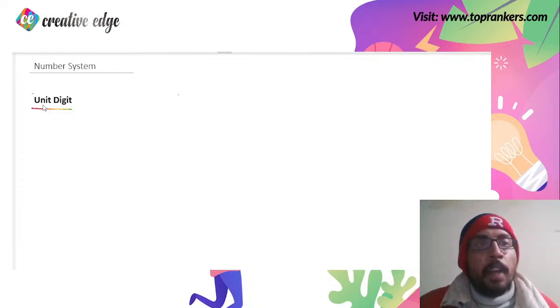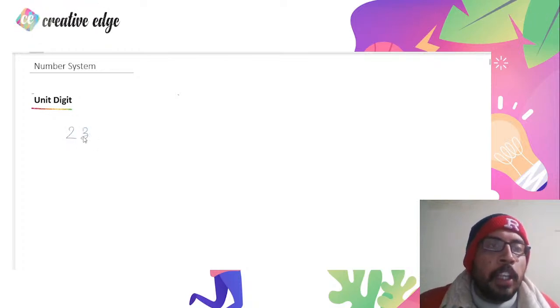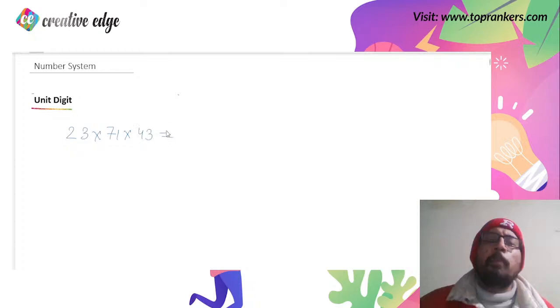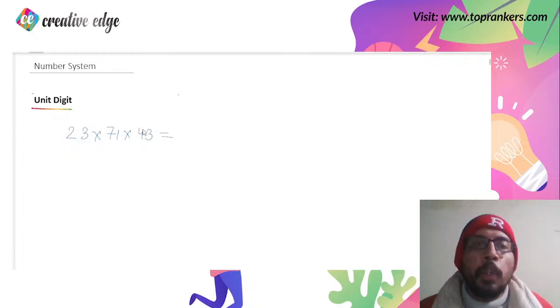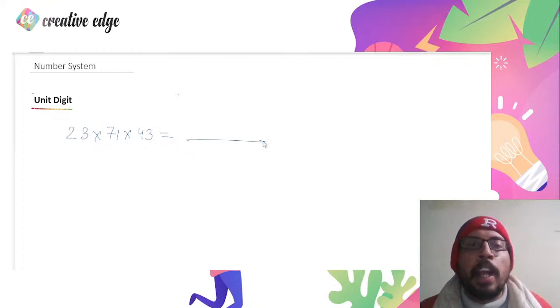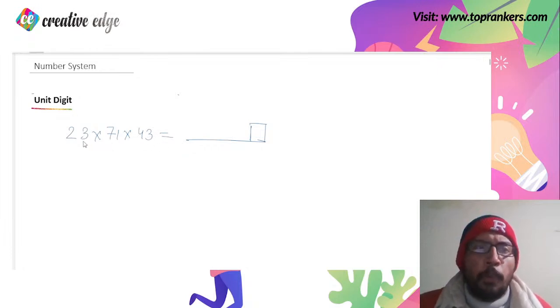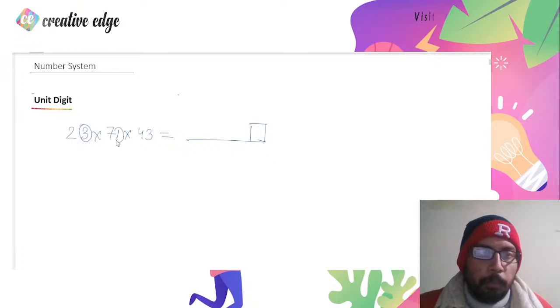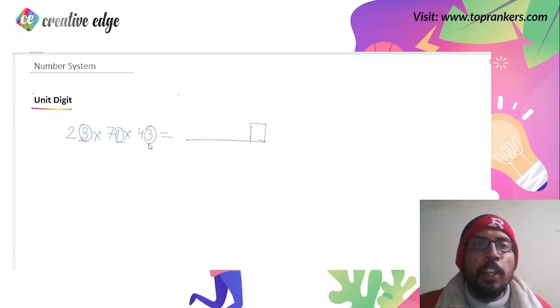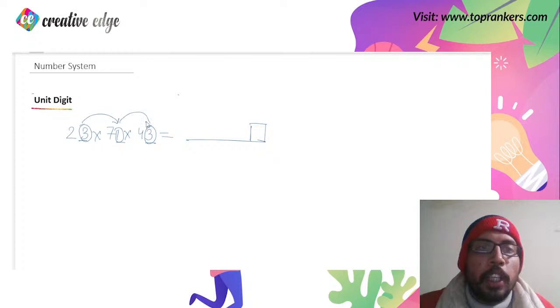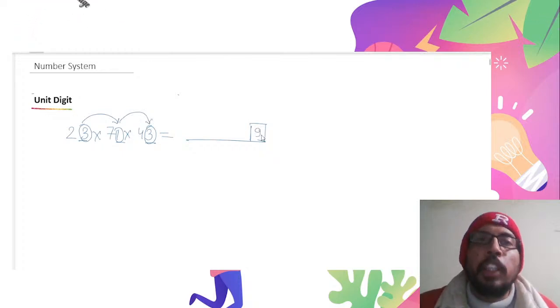Now suppose I am given a number, let us say 23 into 71 into 43. If someone tells me that I have to find the unit place of this entire multiplication, one procedure is that I multiply the entire number and report the unit digit. But there is one more way: I only focus on the unit digits, that is 3, 1 and 1. If I multiply 3 into 1, that is 3, then 3 into 3 is going to be 9. So the unit place of this number is going to be 9.